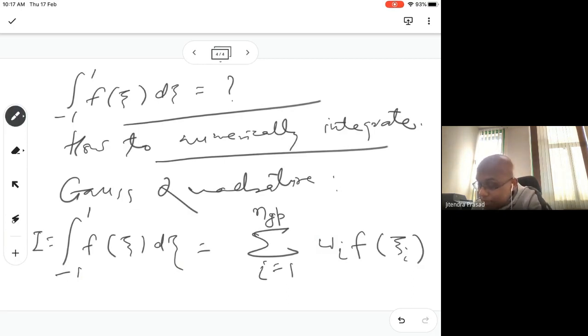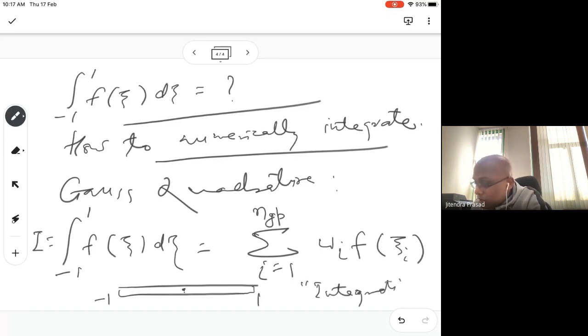Yeah, so the thing is, what is the meaning of that? So let us say we have -1 to 1, we have a domain, and let us say integration point, there's some concept of integration point that comes into the picture. And what is the meaning of that?